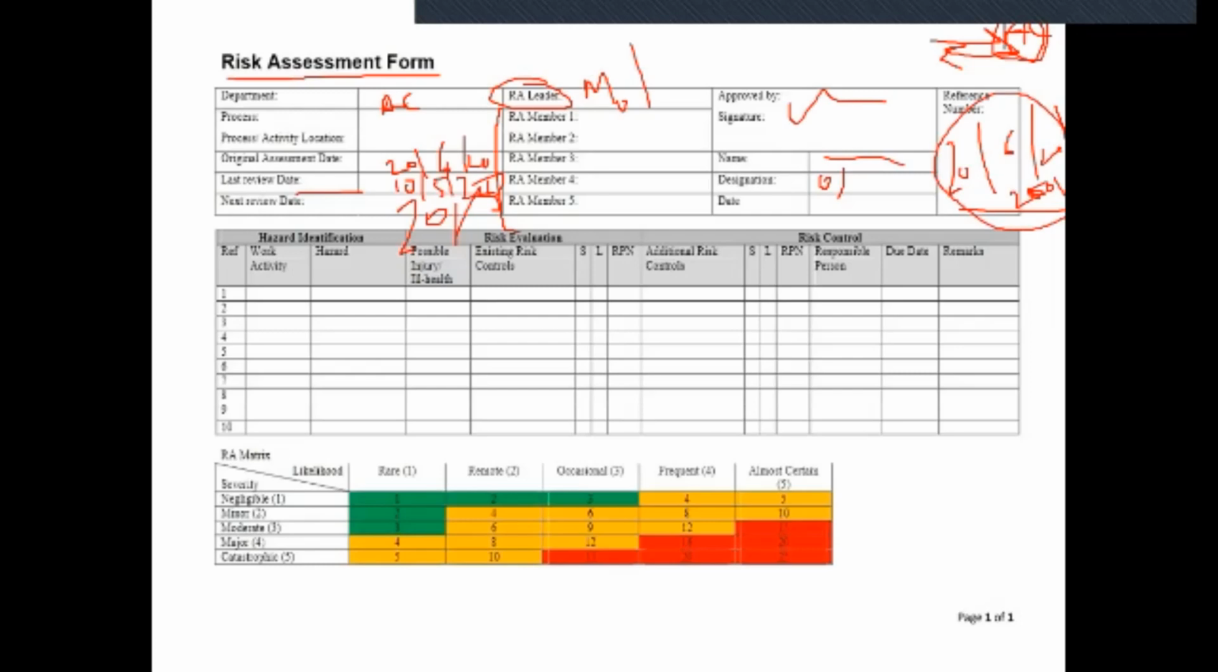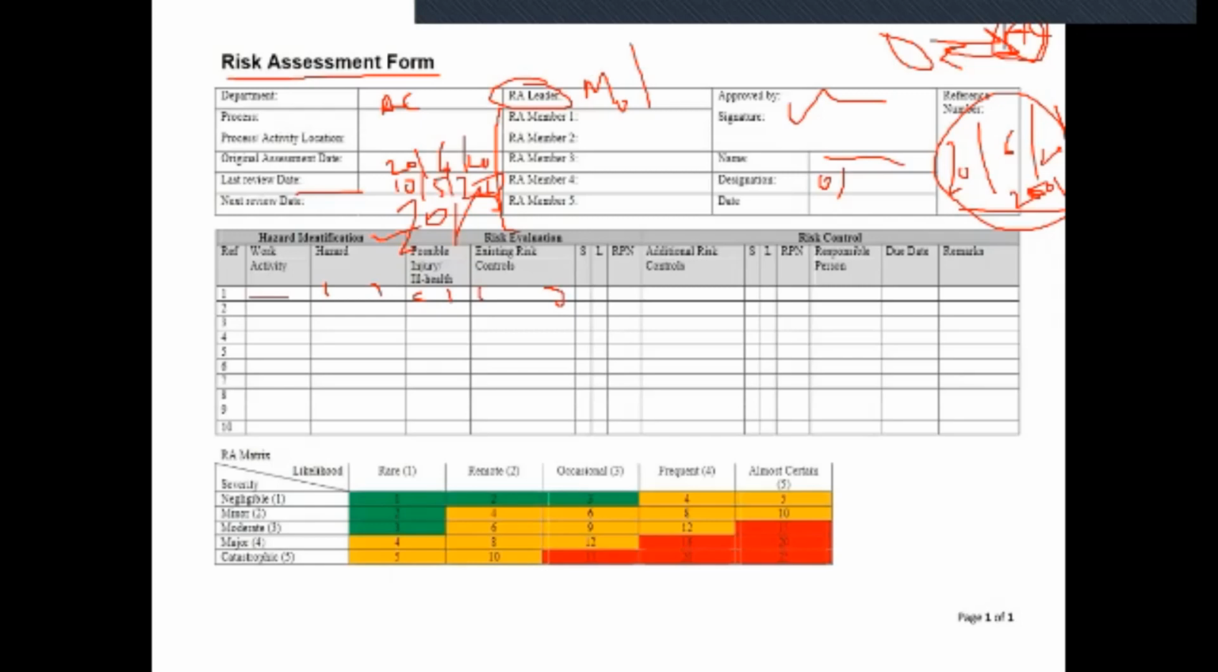Next is hazard identification. What type of hazard is identified? For example, at that location maybe the basement is a problem. Then we identify the activity and what the hazard is. Possible injury, for example cut fingers or falls, and ill health are all mentioned here. Then existing risk control: whether any risk control is already in place.